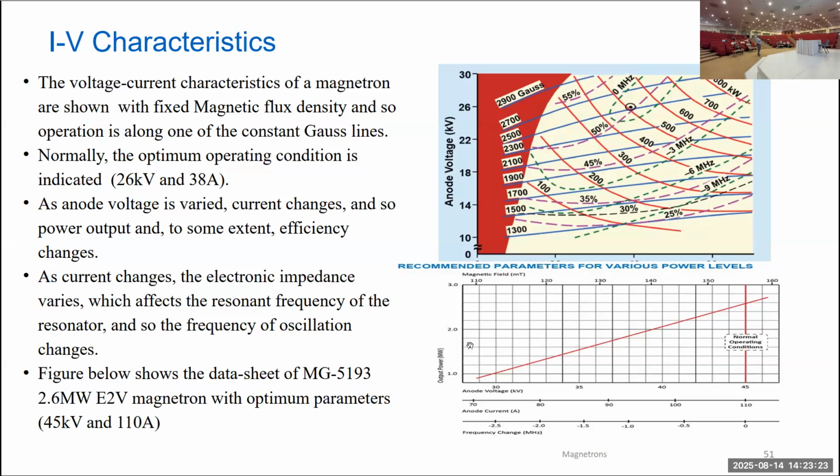When we decrease the voltage, then to have the same impedance, we have to decrease the current, and the output power also decreases. Not only does the output power decrease, but the frequency also shifts. Here, the shift in frequency in megahertz is shown. If we decrease from 45 to 40, the frequency will decrease by almost 0.7 megahertz.